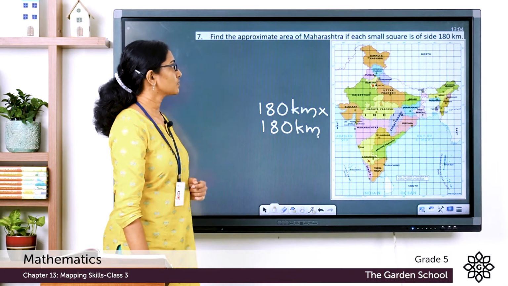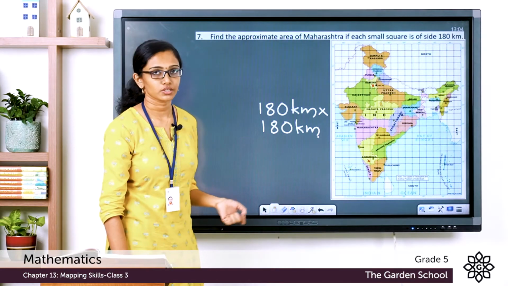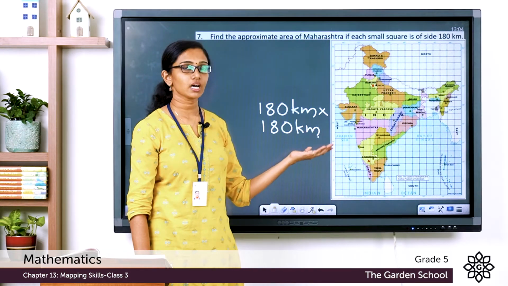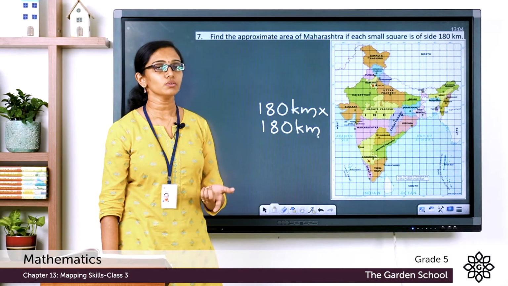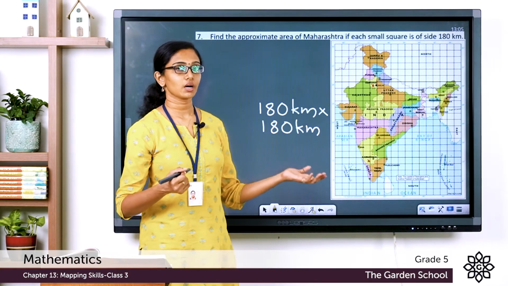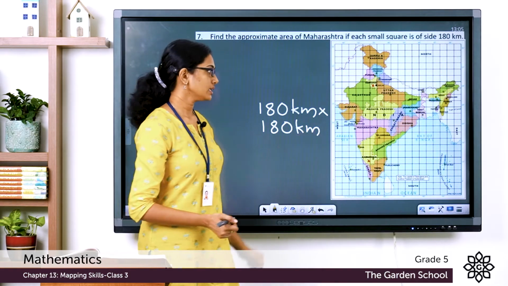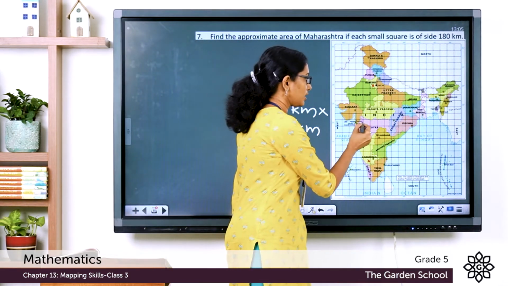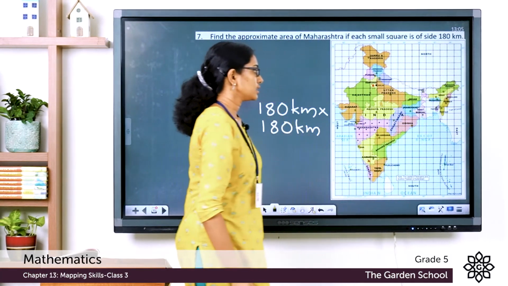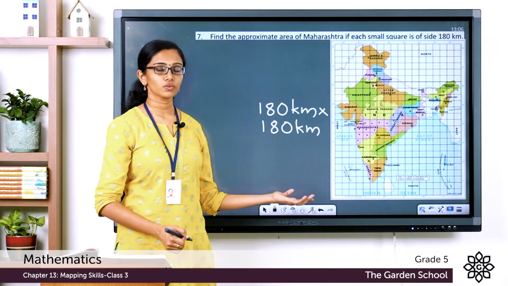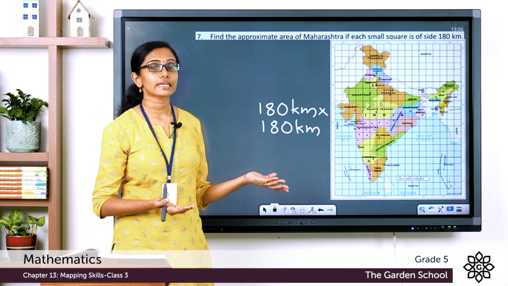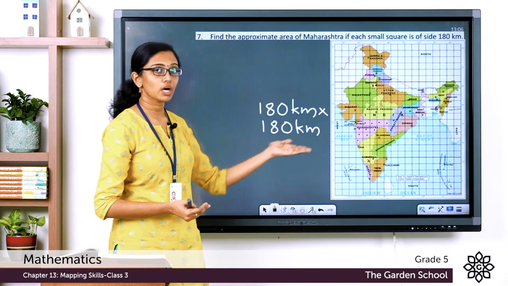Now, you are asked to find out the approximate area of Maharashtra. So, where is Maharashtra? Here. So, how do you find out the area? You have already learned how to count the squares in a square grid to calculate the area of the given figure. So, let's count the number of squares which are covered in full or more than half by the boundary of this state. 1, 2, 3, 4, 5, 6, 7, 8, 9, 10, 11. There are 11 squares which are covered either in full or more than half by the boundary of the state of Maharashtra. So, the total area will be 11 into the area of each small square.